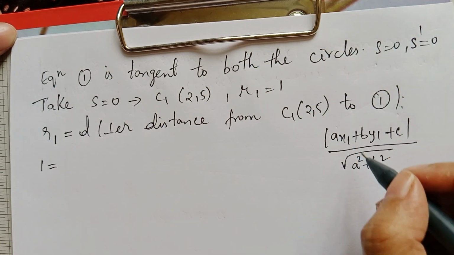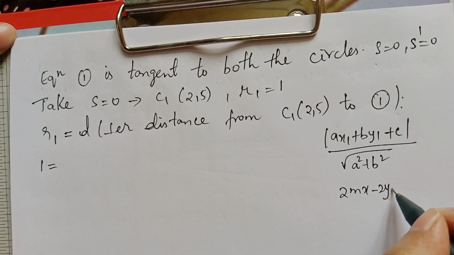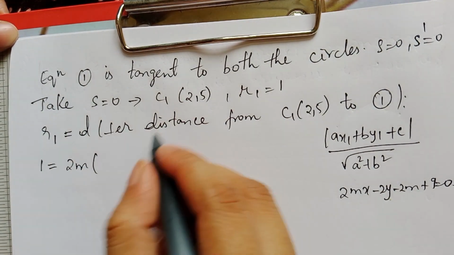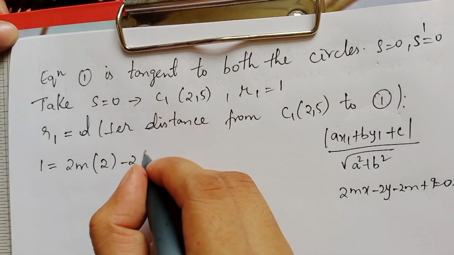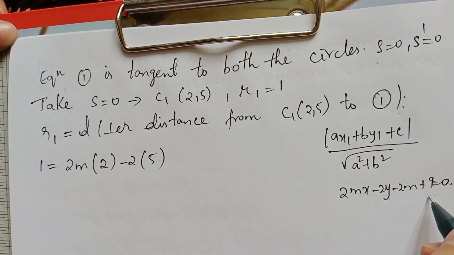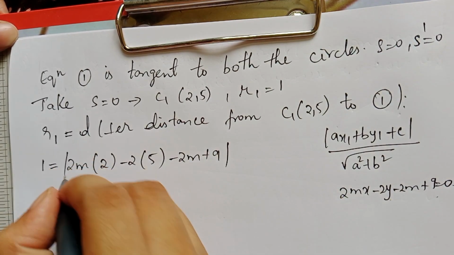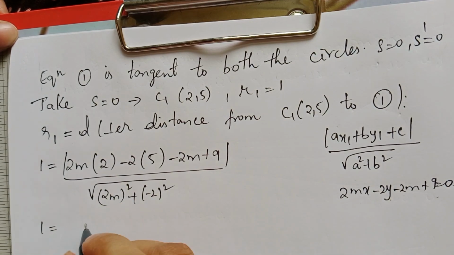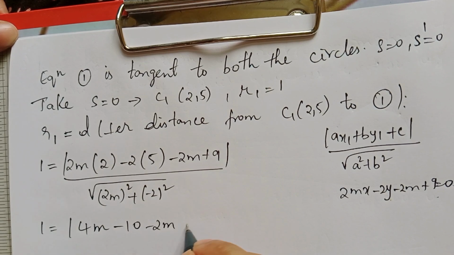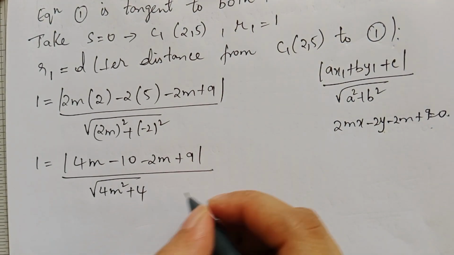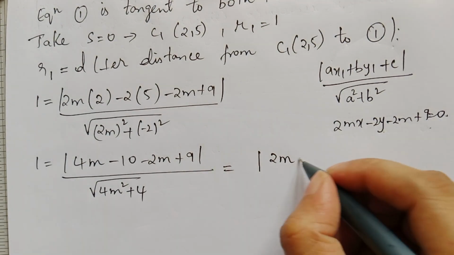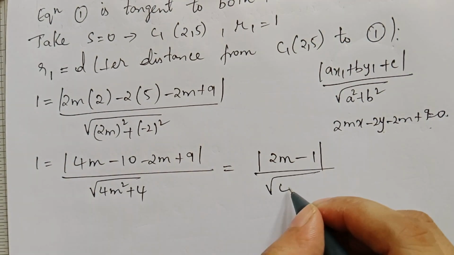So here our line is 2mx minus 2y minus 2m plus 9 equals 0. The value of a is 2m, x1 is 2, and the value of b is minus 2, y1 is 5, and c is minus 2m plus 9, by root of 2m square plus minus 2 square. So 1 is equal to mod of 4m minus 10 minus 2m plus 9 by root of 4m square plus 4. So this is equal to mod of 4m minus 2m is 2m, and minus 10 plus 9 is minus 1. So we'll be left with these terms.